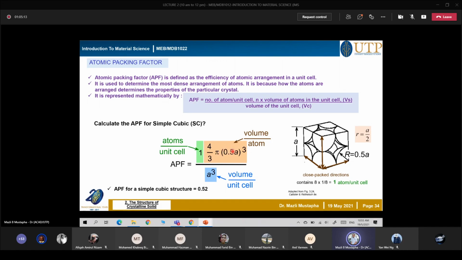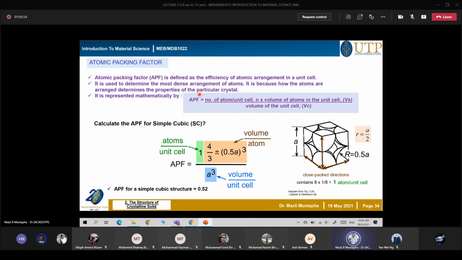4/3 πr³. Then, as I mentioned, we need to know the relation so that the r will be replaced by the relation of the unit cell edge length, so that we can omit the r term. Yeah? So that's why we need this relation. Okay, so this is the volume of atoms. Actually, this one is r, 4/3 πr³, but r is replaced by this one. Why do we need to replace r with the unit cell edge length?